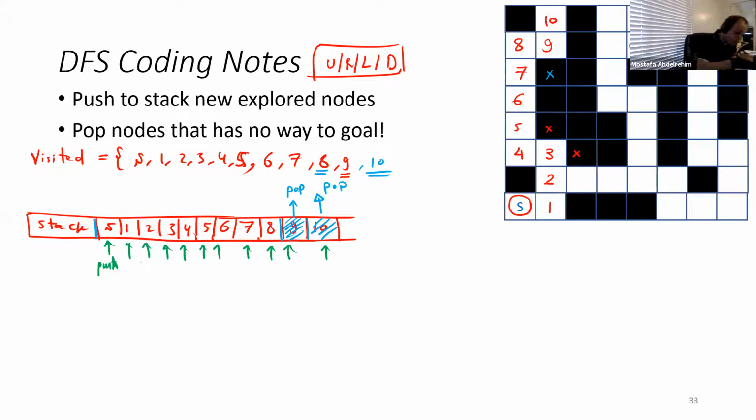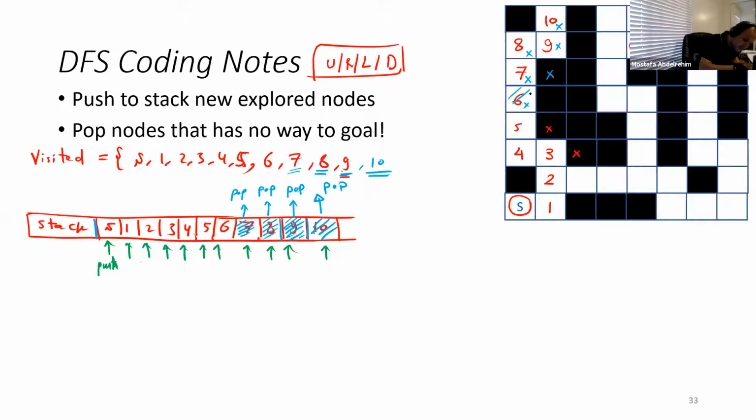Okay, now we reached 8. 8 now is the head of the stack after popping 10 and 9. And again, the same questions. Can we go up? No. Can we go right? No, because 9 is visited. Can we go left? It's outside the array. Can we go down? No, because 7 is also visited. So we're gonna also pop 8. So we pop this, we pop this, we pop this. 7 will be the same. Pop 7.